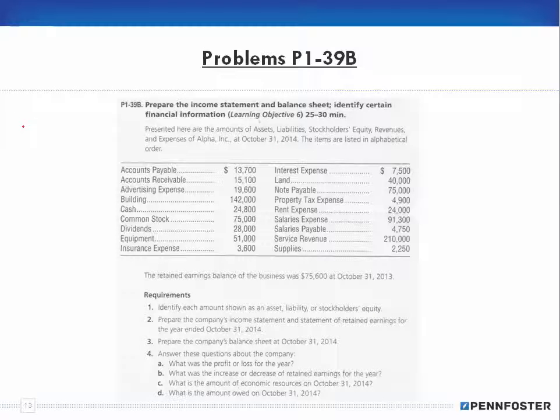Our trial balance, when they list the accounts, are by category. So you'd have your assets, then your liabilities, equity, then your revenues, and then your expenses. Okay. So even though these are accounts with balances in the accounts, they're not in alphabetical order. So it is a form of a trial balance, but not the truest form. Okay, so the retained earnings balance of the business was $75,000 at October 31st, 2013.